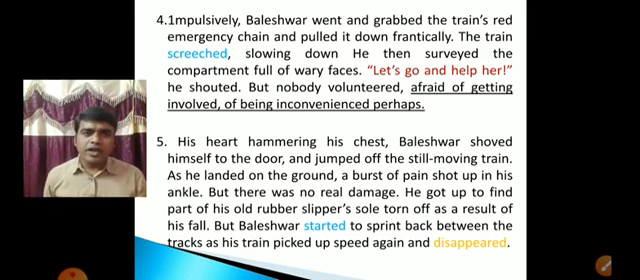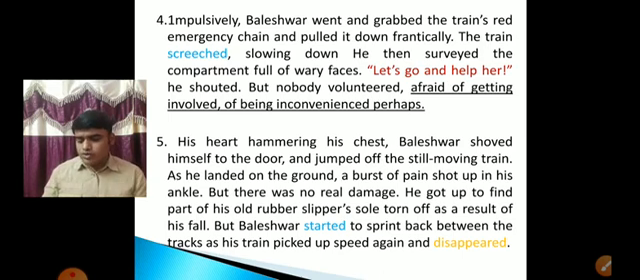So when the train stopped, everyone looked at Baleshwar, who pulled the chain to stop it, and nobody came forward. Then what did he do? His heart was hammering in his chest. So his heartbeat was hammering, in a sense his heartbeat was faster, children. So then what did he do? He shoved himself to the door.